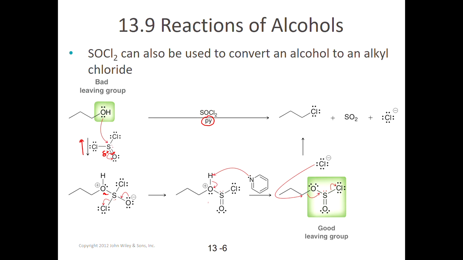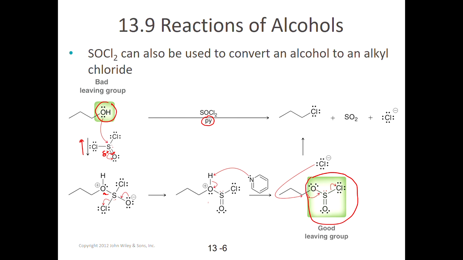If it picks up this proton, leaving electrons behind, that would stabilize the oxygen. And now, basically what you've done is converted the OH into a much better leaving group. So it's not a tosylate leaving group, but it's a great leaving group. So the chloride that left earlier can now act as a nucleophile, and when it comes in here, it can push out that leaving group. And what's great about this leaving group is it can't come back in.